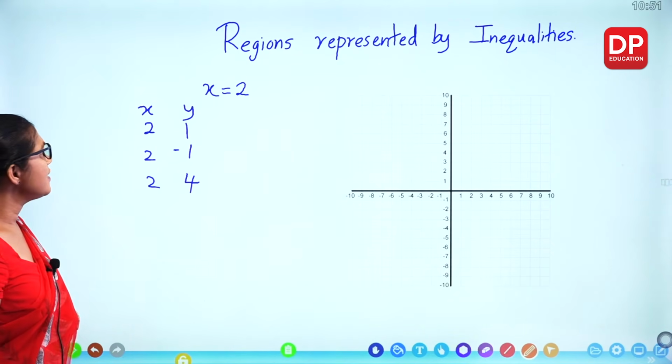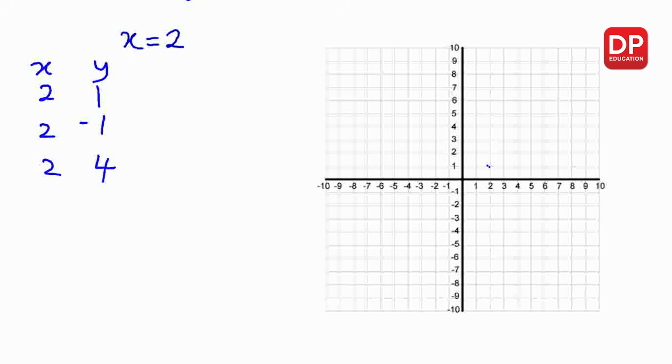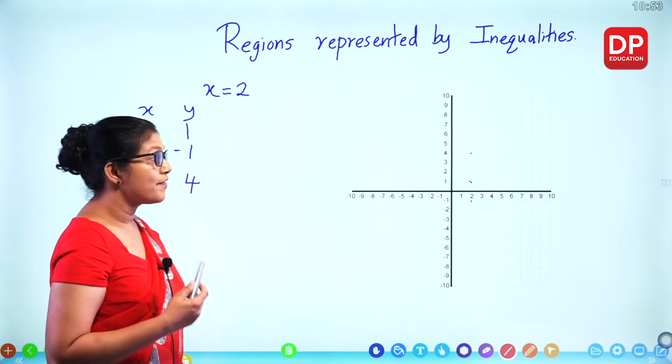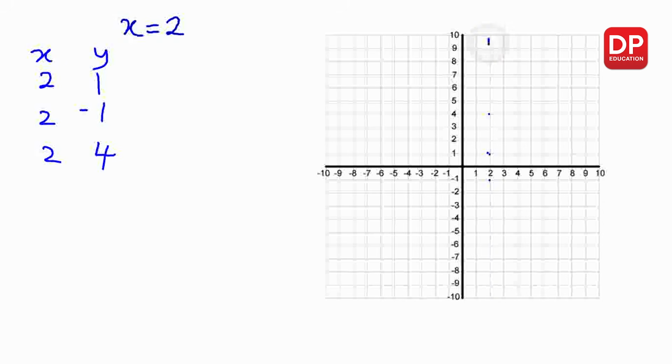When you are marking these points, 2 and 1, this is the point. 2 and minus 1, you are getting here. 2 and 4, here. So if you want to draw this line, we can draw it passing through all these points. That's the x equals 2 line.